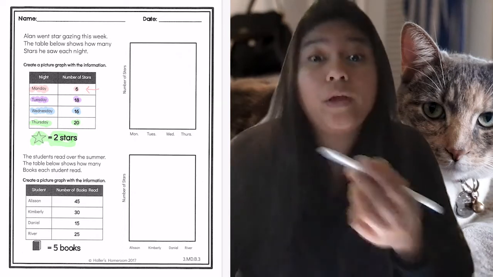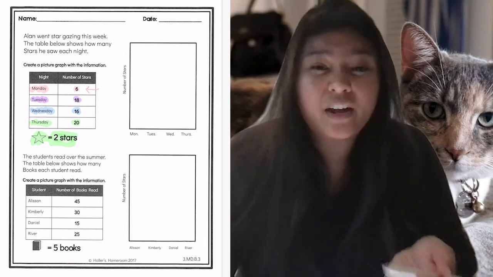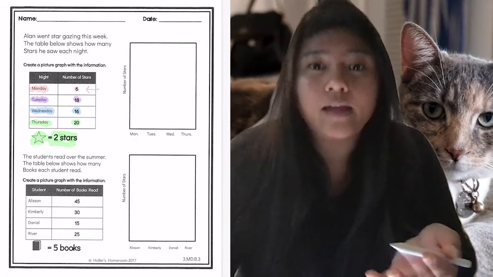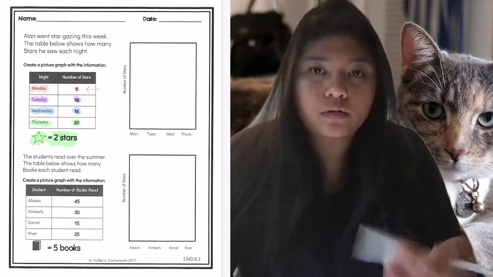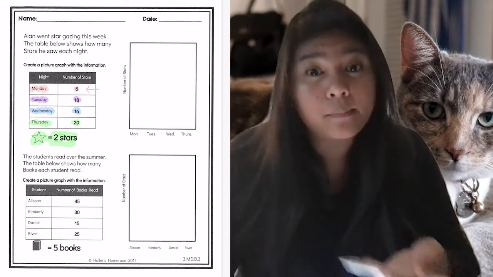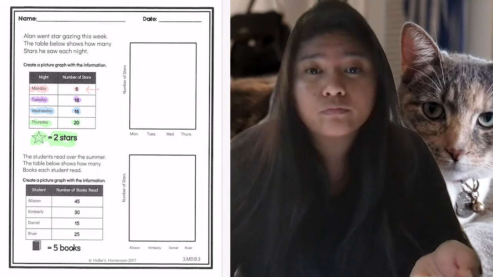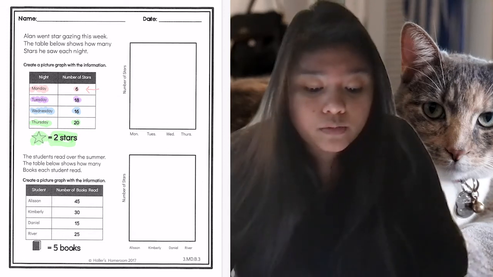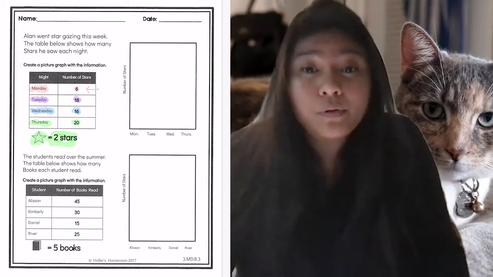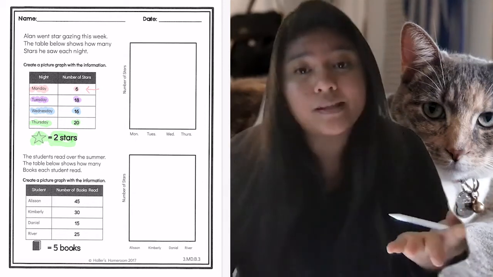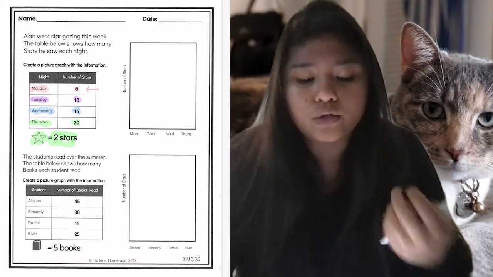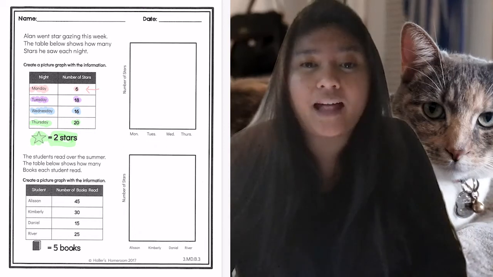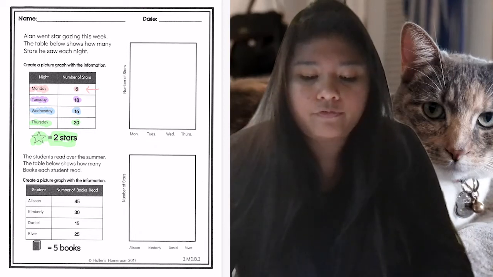All right, so we could use our skip counting to figure out how many stars he's gonna need, okay? So let's skip count by 2s. And I want you to think, why are we skip counting by 2s? Well, we're skip counting by 2s because each symbol represents 2 stars. So we're gonna have to skip count by 2s. So let's go ahead and do that, okay? Let's figure out how much Alan saw for Monday.